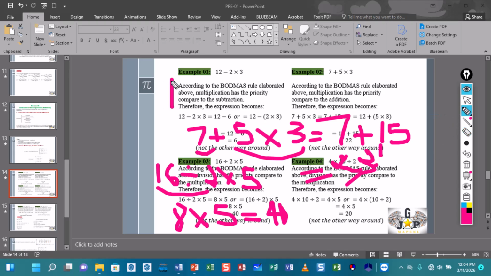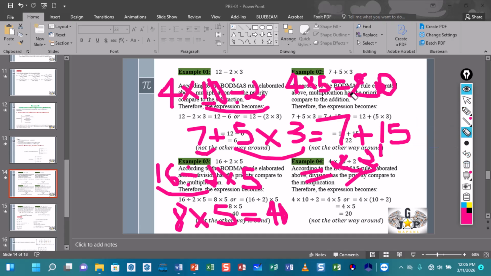We have 4 multiplied by 10 and divided by 2, something like this. According to the rule of BODMAS, division, the D comes before the M. So we're gonna keep the 4 like this. We're gonna say multiply, 10 divided by 2 gives us 5. Then you go 5 times 4, it equals 20. So we have 20 here. That's how you get it. And besides this, there's no other way.